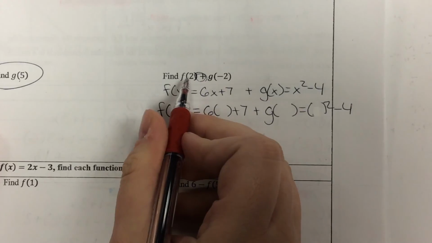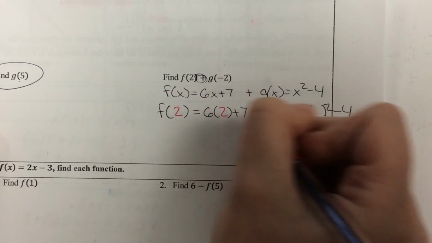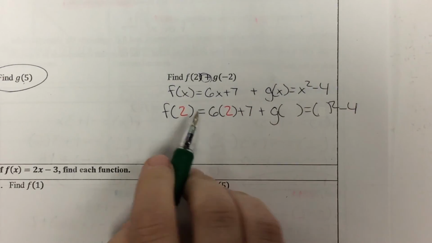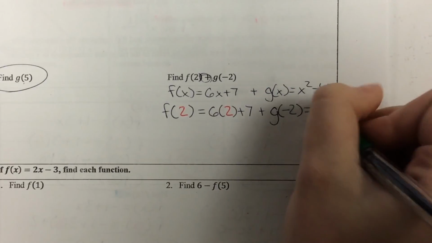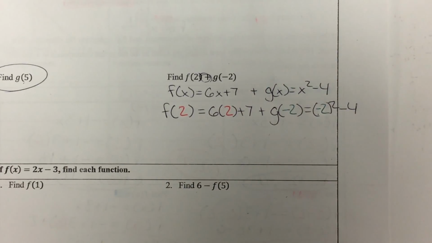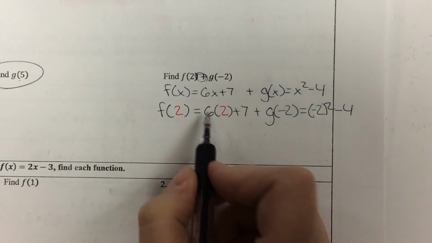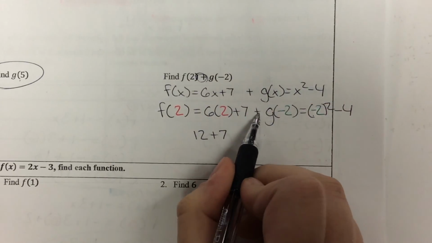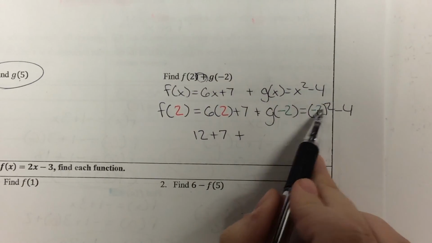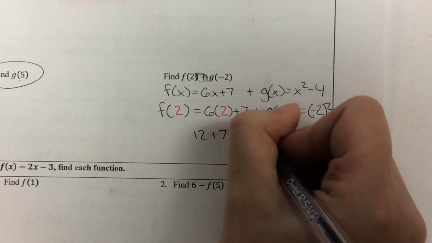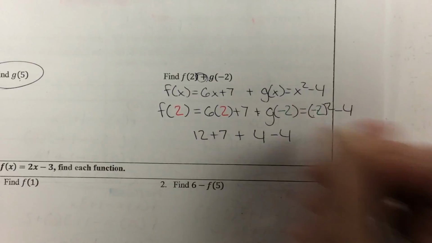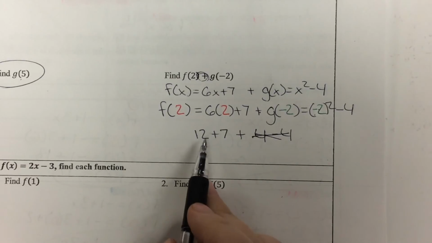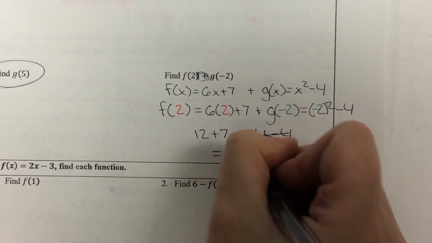So for f, we want to substitute in 2. So we'll have f of 2 equals 6 times 2 plus 7. And then for g, we're substituting in -2. So g of -2 equals -2 squared minus 4. Now, like I said, it's just a matter of doing the math and adding it up. So 6 times 2 is 12 plus 7 plus g of -2, which is -2 squared. That's going to be 4 minus 4. Well, what's 4 minus 4? 0. Those are gone. So now it's just a matter of 12 plus 7, which is 19.